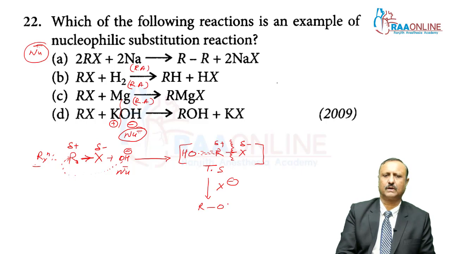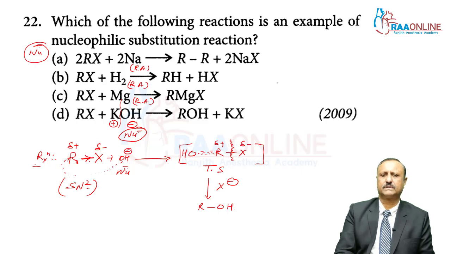this reaction is called an SN2 type reaction, because in this reaction two molecules take part in the reaction, so it is called bimolecular. This is the nucleophile, and this nucleophile attacks on this, so it is called bimolecular nucleophilic substitution. So this reaction is called a nucleophilic substitution reaction. So my dear friends, the answer is D.